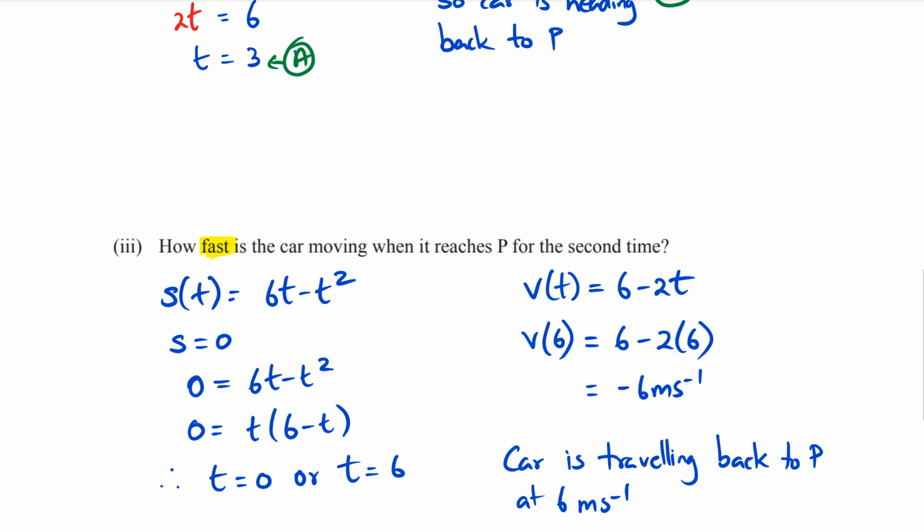So grades wise, finding that t equals 6 when it reaches P, that gets you an achieved, to find out that it's 6 and find the speed as well. Then you've got to interpret it, so you've got to write a statement again to actually get that merit. All right, let's go to question B.